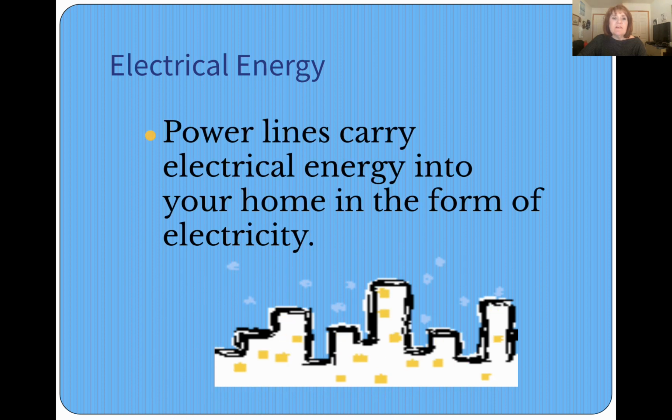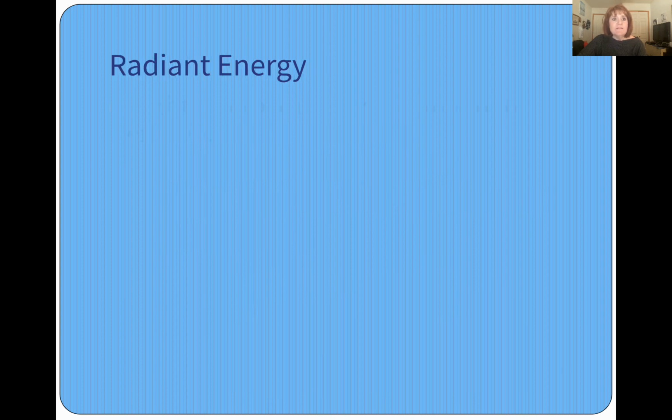Electrical energy is carried in power lines to your home in the form of electricity. Electrical energy is moving of electrons.